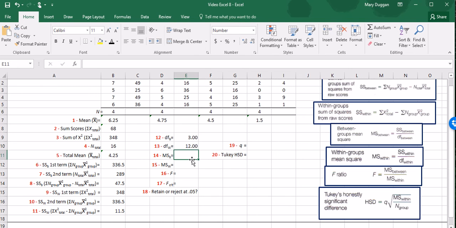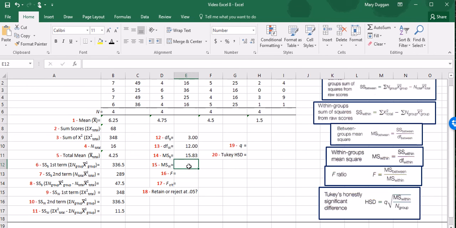Since we now have our degrees of freedom for between and within, we can find the mean squares for each by dividing the sum of squares by the degrees of freedom. And so we're going to start with the mean square for between groups. And I'm going to just put an equal sign, and I'm going to select the sum of squares for between, which was 47.5. And I'm going to put that over the degrees of freedom for between, which is 3. And so our mean square between groups is 15.83.